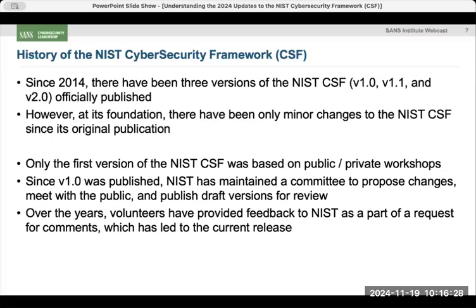Now, since 2014, there have been three versions published of the CSF: version 1, version 1.1, and version 2. However, if we look at the differences, and this is where we start getting into some of the details, at its heart, if we're just totally honest, there haven't been a ton of changes conceptually between the safeguards in version 1, version 1.1, and version 2. Now, are there changes? Is the wording updated? Absolutely. We'll get into a ton of detail on that in just a few minutes.